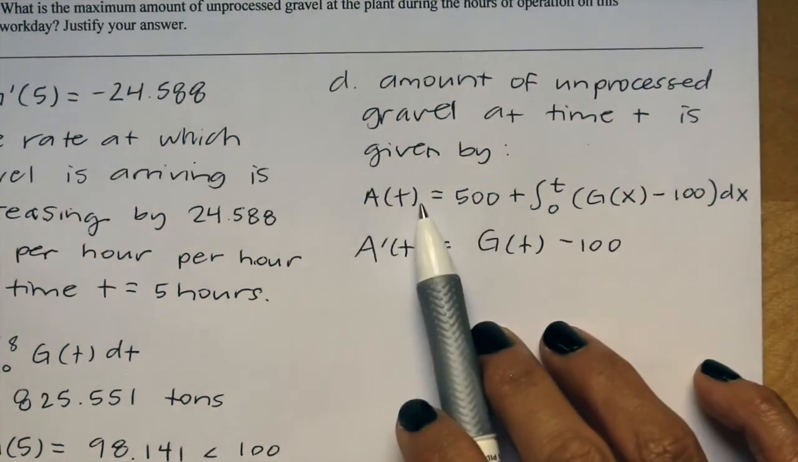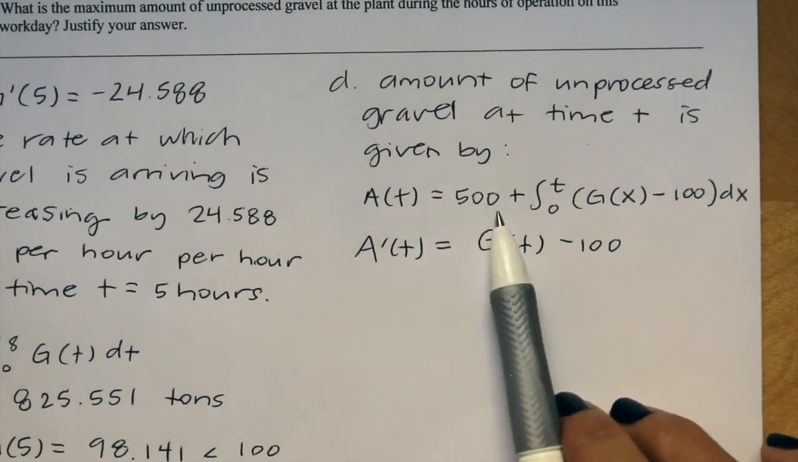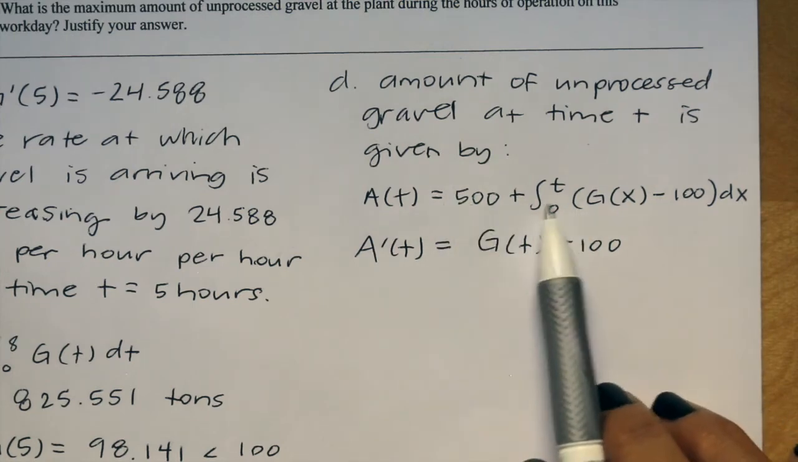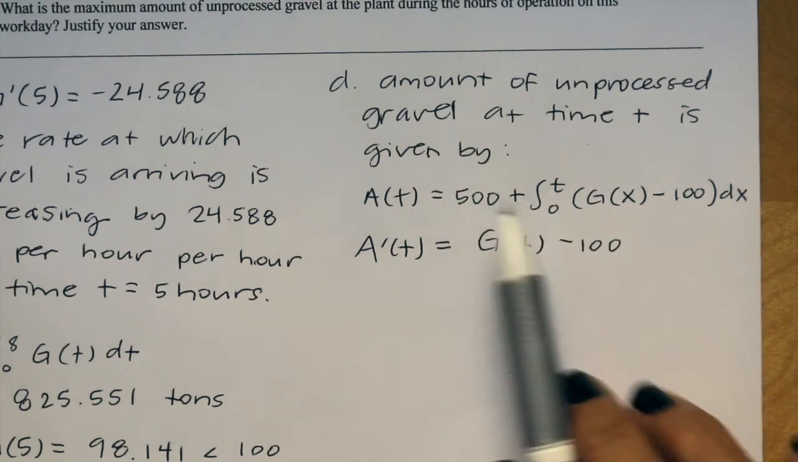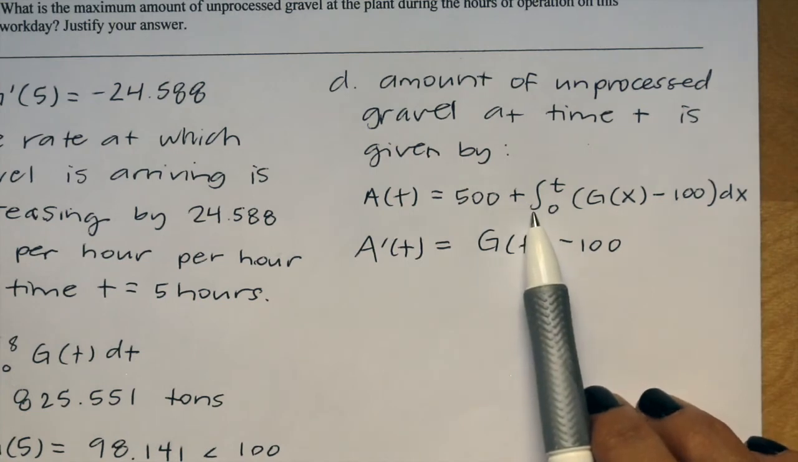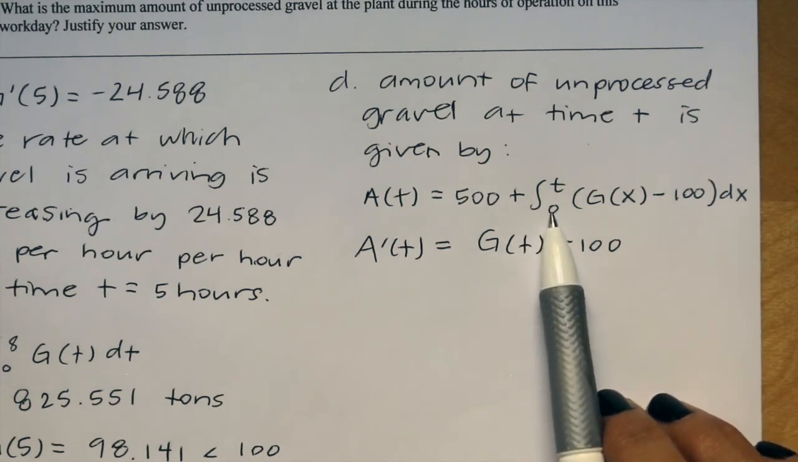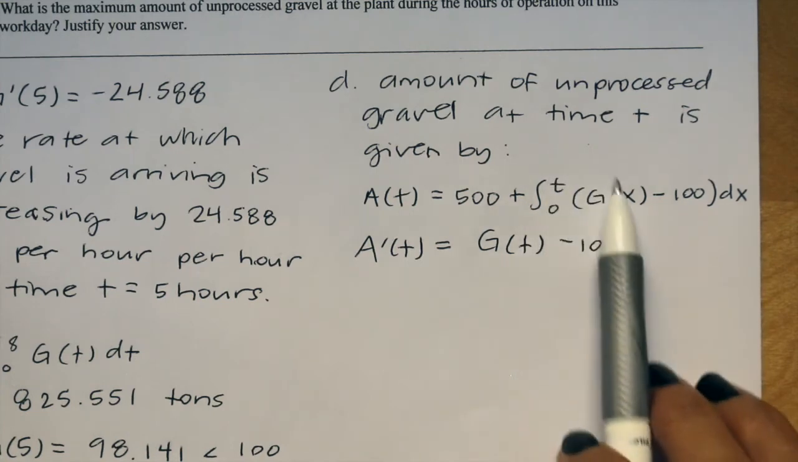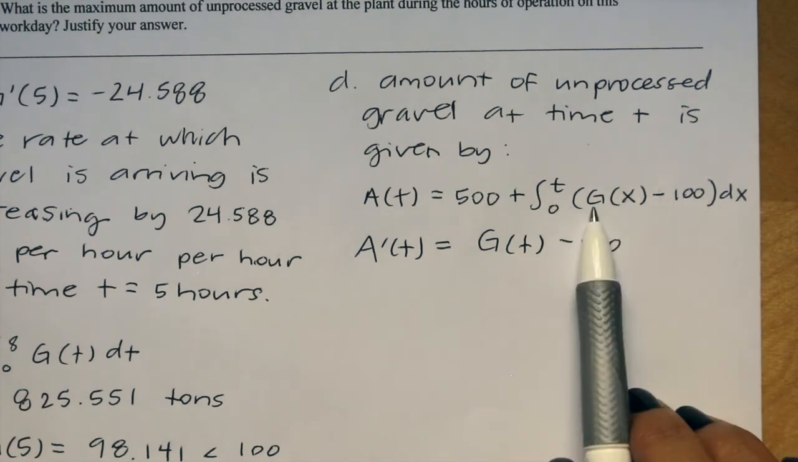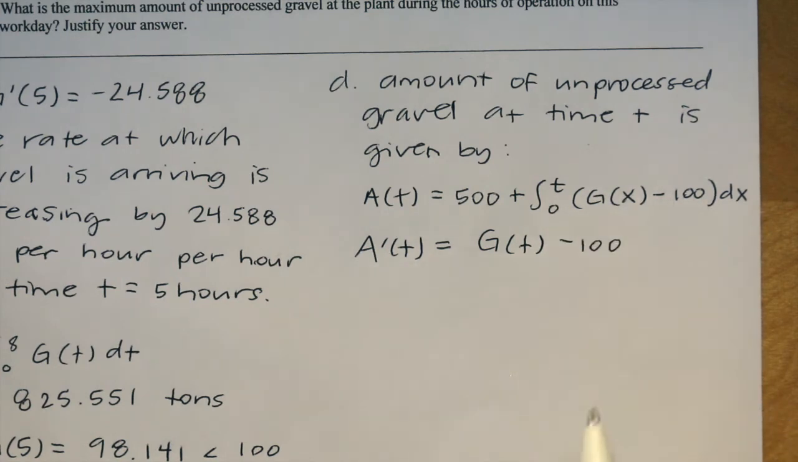So to find the maximum amount of unprocessed gravel, we're going to take the derivative of this function. So to take the derivative of A, first we're taking the derivative of 500, which is just 0. And then right here, this expression is an integral. So to take the derivative of the integral, we're going to apply the fundamental theorem of calculus. So we're taking this variable and we plug it into the function right here. Once we have the derivative, we're going to set this equal to 0.